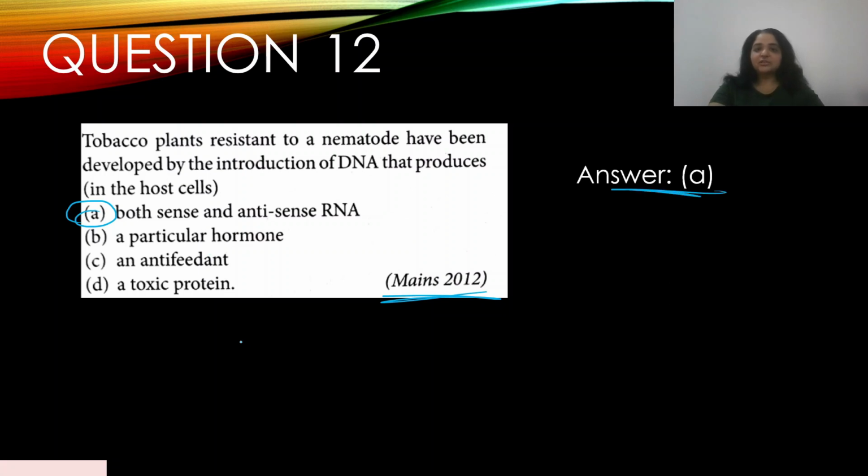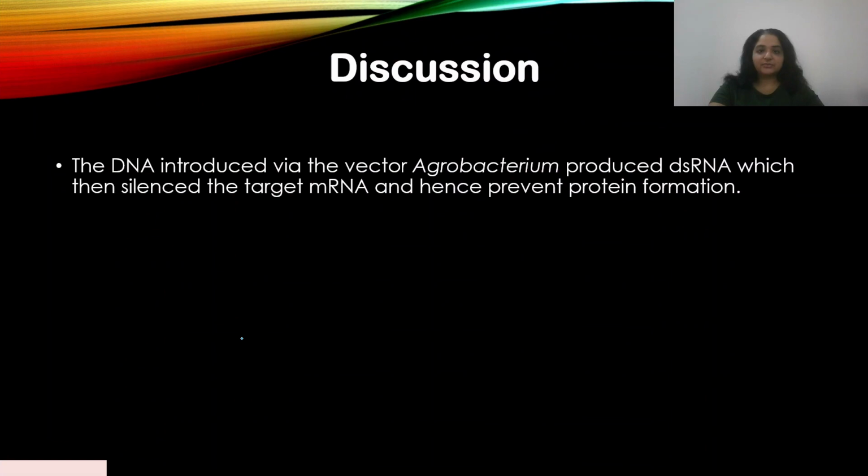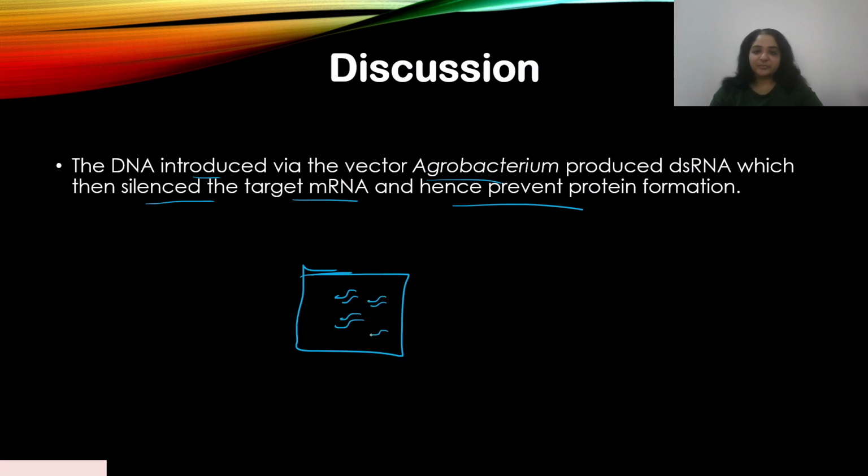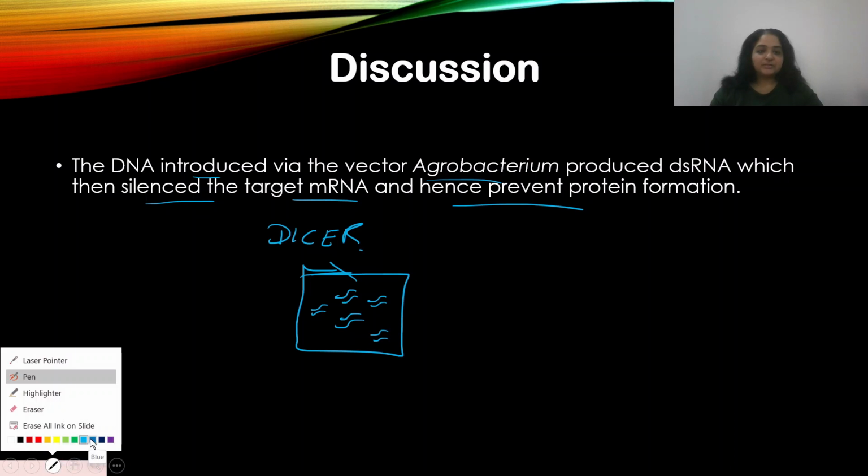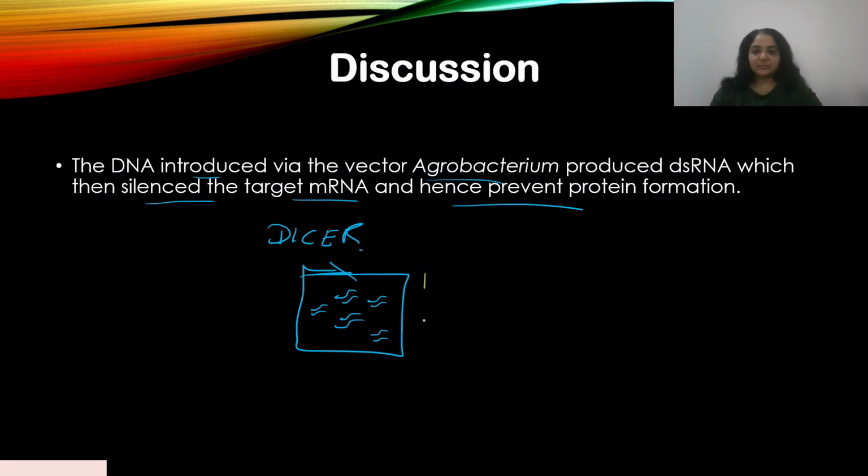Answer is A. They are referring to RNA silencing or RNA interference. DNA introduced via the vector Agrobacterium produces dsRNA, which then silences the target mRNA and hence prevents protein formation. So basically what happens is, in the plant, let's say this is your tobacco plant, the double-stranded siRNA is formed here with the help of the Dicer enzyme.